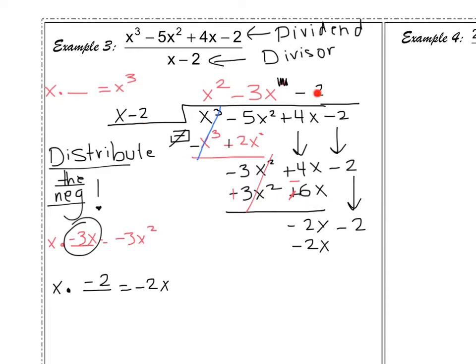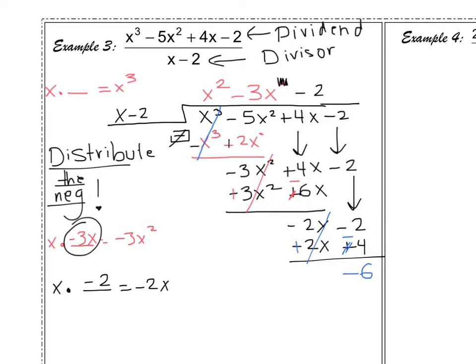And negative 2 times negative 2, that's a positive 4. Now don't forget to change the sign and distribute the negative. When you do that, you change the sign for each one of them. Now negative 2x plus 2x will cancel out. Negative 2 minus 4 is a negative 6.